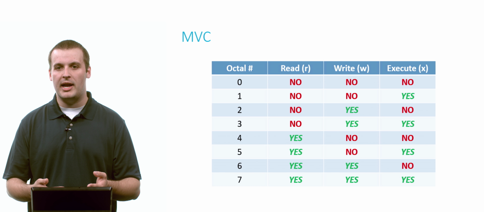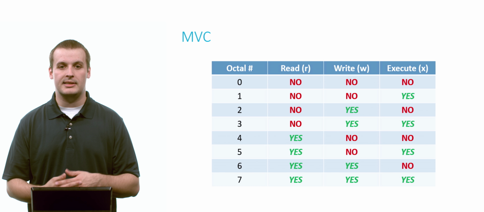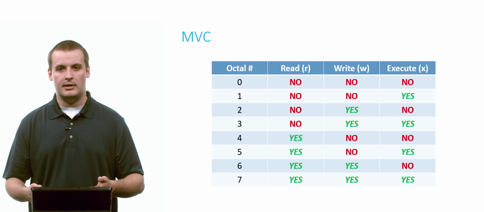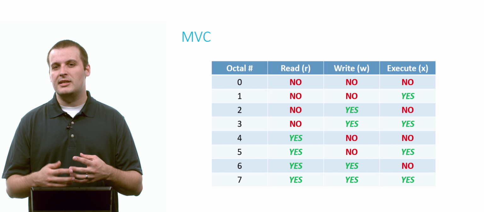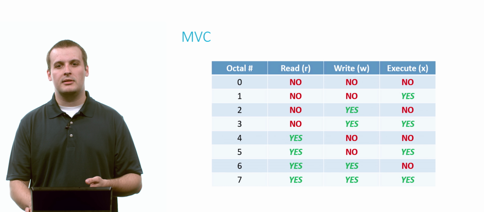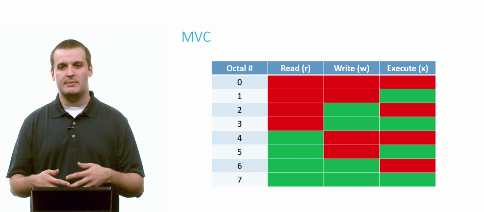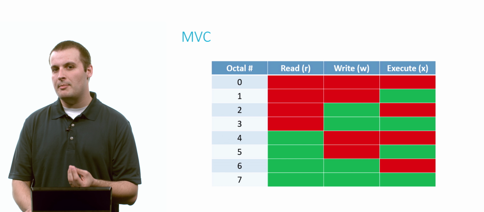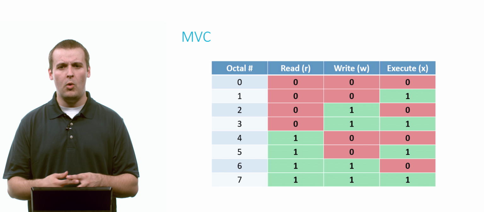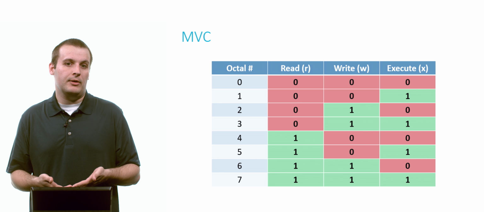If it's 3, you can write and execute, and so on, as you can see. And 7 means you can do everything. So why are these called octal numbers? Well, if you think about it, here's like no's and yeses. And if we think about them as red and green boxes, maybe that makes it a little clearer. But if we think about those red boxes as zeros and the green boxes as ones, these are actually just sets of binary numbers, right?